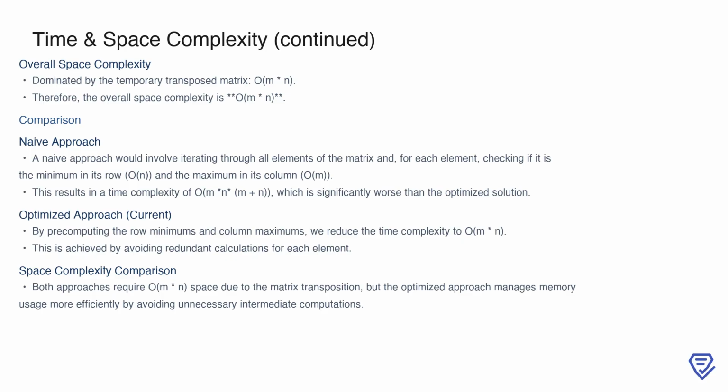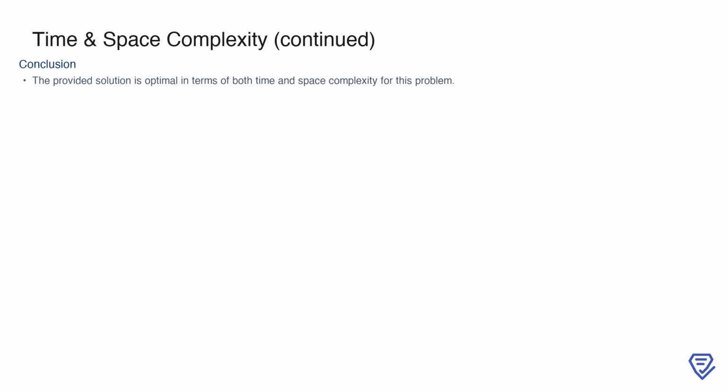In terms of space, both approaches require m*n space due to the transposed matrix, but the optimized method is more efficient overall in managing memory. In conclusion, the proposed solution is optimal for solving the problem of finding lucky numbers in a matrix.